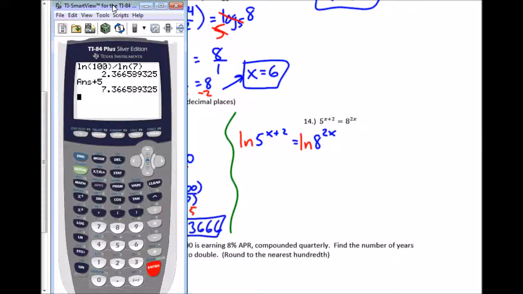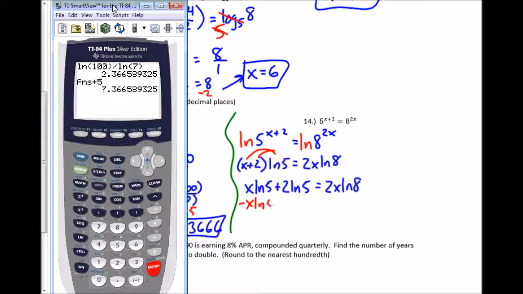That allows me to bring the exponents out front. And again, I don't want to round this off until the very end. So I'm going to distribute this natural log of 5 to each of these. That gives me an x natural log of 5 plus 2 natural log of 5 equals 2x natural log of 8. Now I have to gather my x values. I want to get them on the same side, so I'm going to subtract this logarithm from each side.